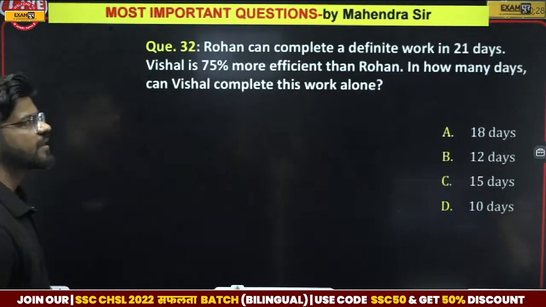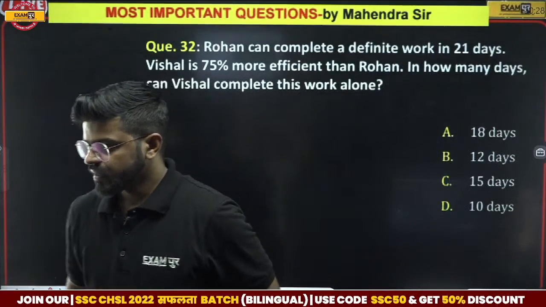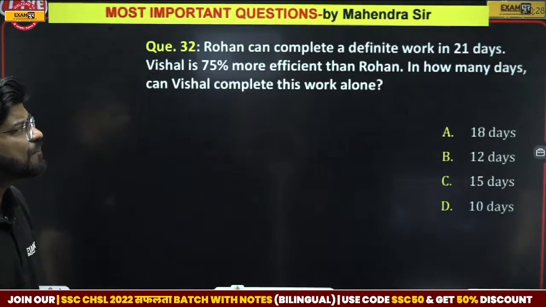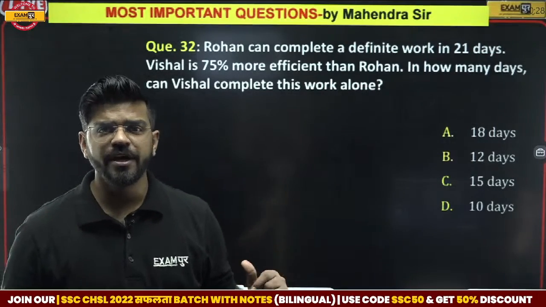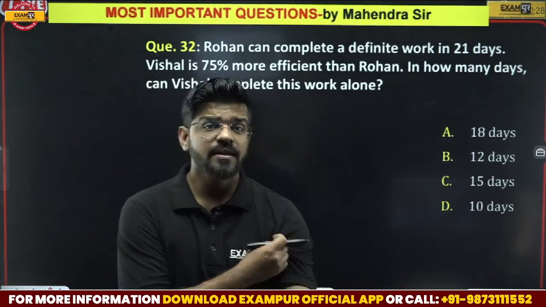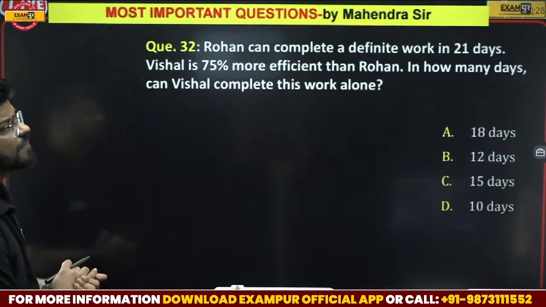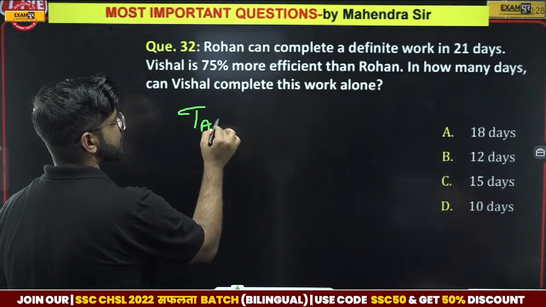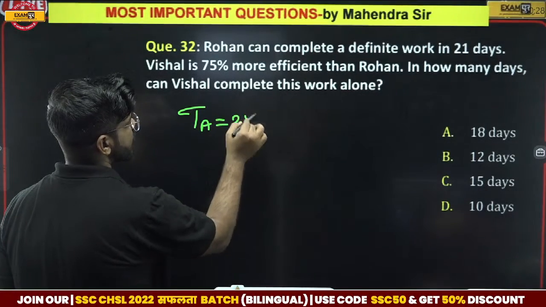Super. Tell me the answer for this question. Rohan can complete a definite work in 21 days. Yes or no? So the time period of Rohan is given, that is 21 days.